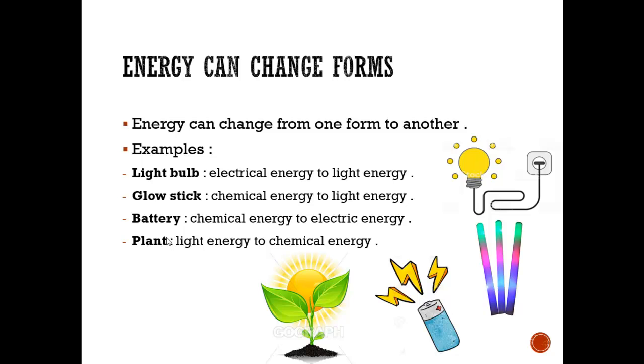And the last example is the plant. Plants use light energy to produce chemical energy. So making food for plants is a chemical change. So the light energy here is used to produce chemical energy.